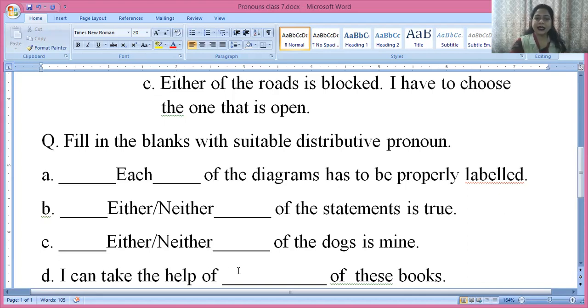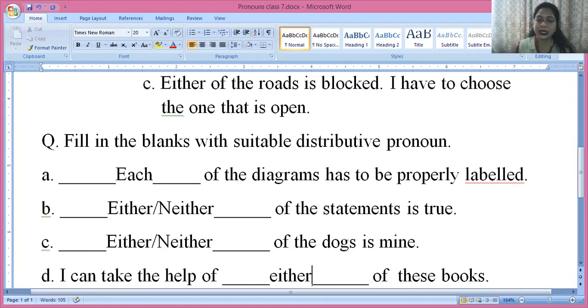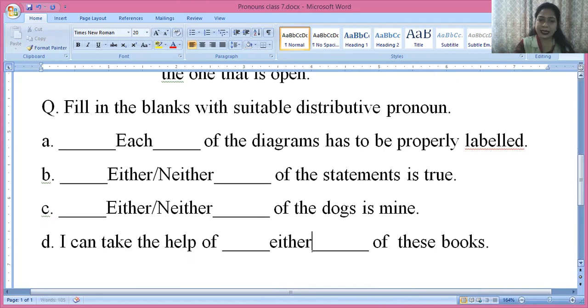Then I can take the help of dash of these books. Now, suppose you have got two books in front of you and you are saying that I can take the help of dash of these books. So, you can take the help of any one of them. So, you can say here either of these books. Any of these books will do. Any of these books will help you. Okay. So, that was your exercise. That was your distributive pronoun. Let's move on to the next pronoun.